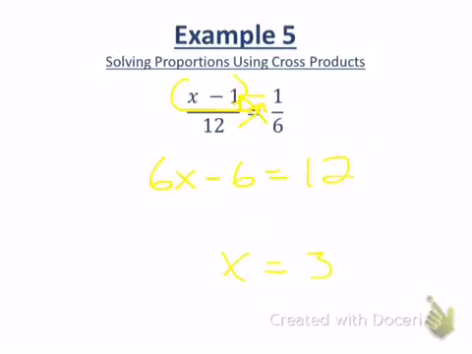Now, could you have seen that at the beginning of the problem? Yeah, you probably could. What does this numerator need to be? It needs to be 2, right? Because 6 times 2 is 12, so 1 times 2 needs to be 2. In order for this to be 2, x has to be 3. So you can reason your way through it, but we're going to get into some equations where you can't. So the process is extremely important.